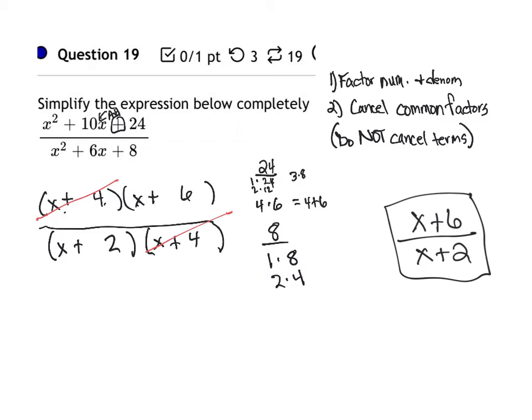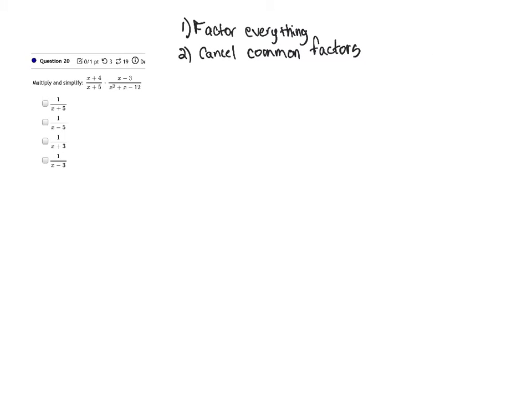All right, the next problem is very similar. We're multiplying x plus 4 over x plus 5 times x minus 3 over x squared plus x minus 12. So similar steps. We want to factor everything, and then cancel common factors. Well, the good news is the first fraction, x plus 4 over x plus 5, has nothing to factor. It's factored as low as it'll go.